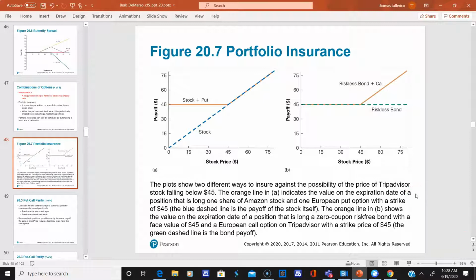So here's an example of portfolio insurance. Here's the stock, and here's the put. This is the stock plus the put. And here is a riskless bond and a call, so you've got something like a Treasury here, and here's the call. So you could do either one of two things. There are many ways to protect yourself in this type of situation.